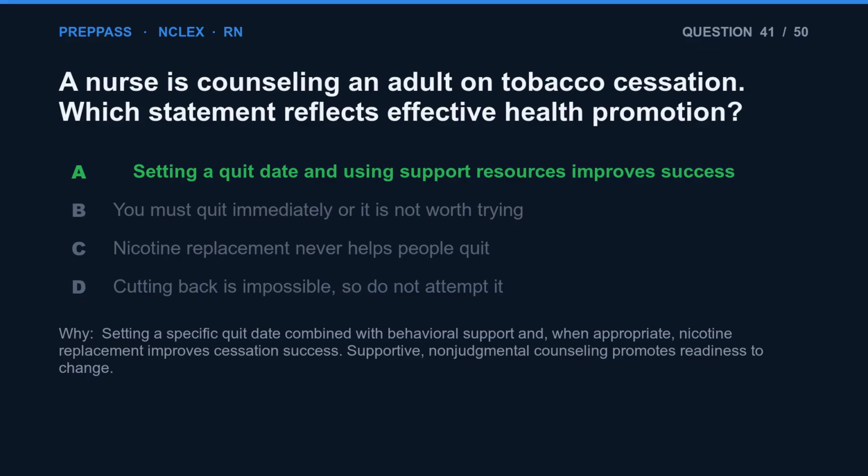The correct answer is A. Setting a specific quit date combined with behavioral support and, when appropriate, nicotine replacement improves cessation success. Supportive, non-judgmental counseling promotes readiness to change.